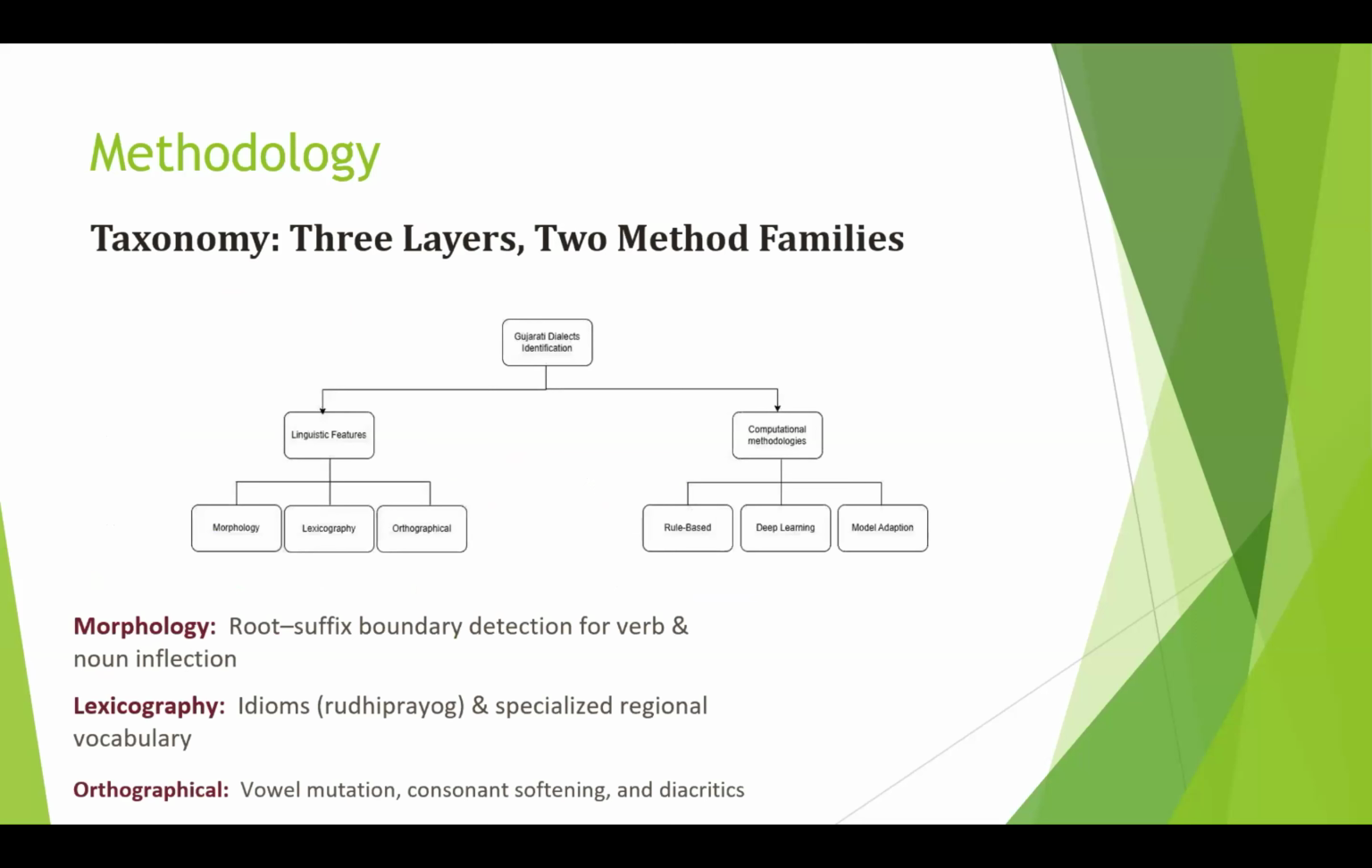Then we organize the field into a taxonomy of three layers. The morphology layer covers root-suffix boundary detection in verb and noun inflection. The lexicographical layer covers idioms and rudhi prayog and specialized regional vocabulary, and the orthographical layer covers vowel mutation, consonant softening, and diacritics. This taxonomy is what lets us organize a fragmented literature into a coherent structure, and it sets up the result I want to show you now.